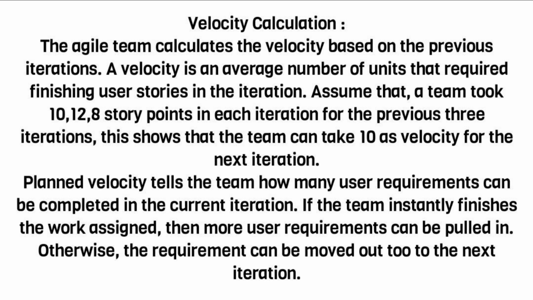Planned velocity tells the team how many user requirements can be completed in the current iteration. If the team finishes the assigned work early, then more user requirements can be pulled in. Otherwise, the requirement can be moved out to the next iteration.